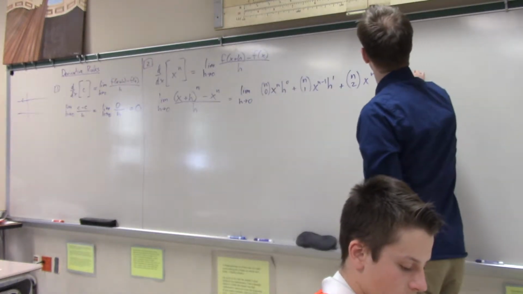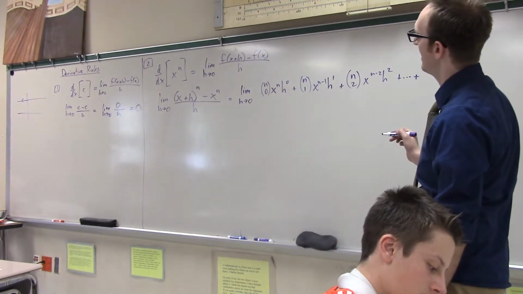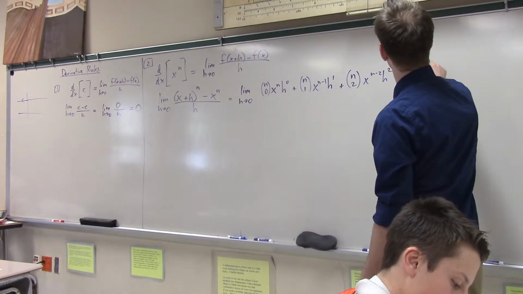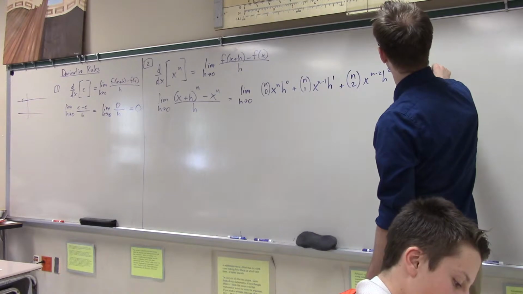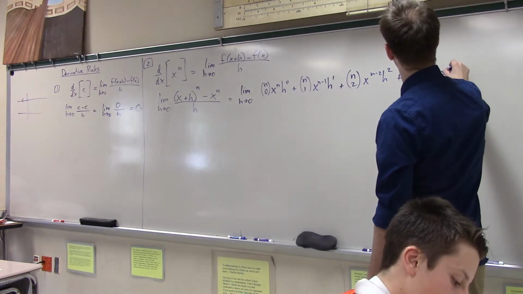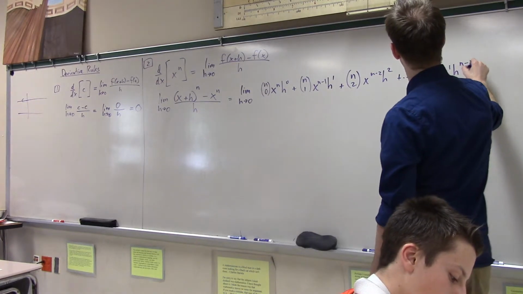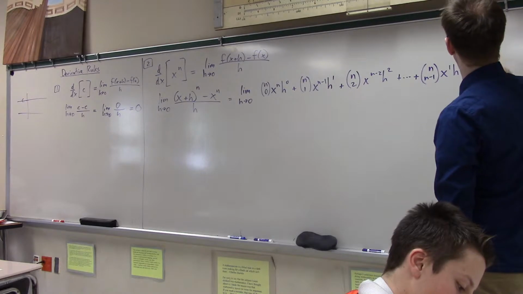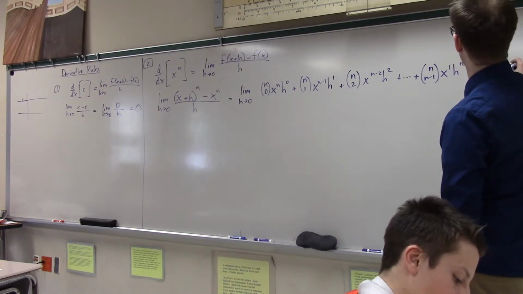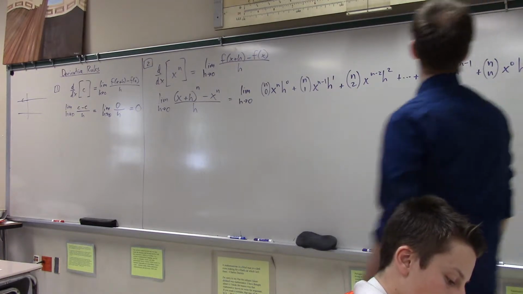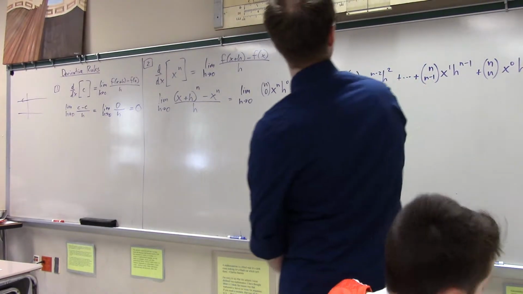And then I'll just throw in some dot, dot, dots, and we get to the last one, which is going to be x to the n. Maybe we'll do second to last: n choose n minus 1, x to the 1, h to the n minus 1. Is that right? Yeah. And the last one will be n choose n, which is just 1, h to the n. I think that's good.